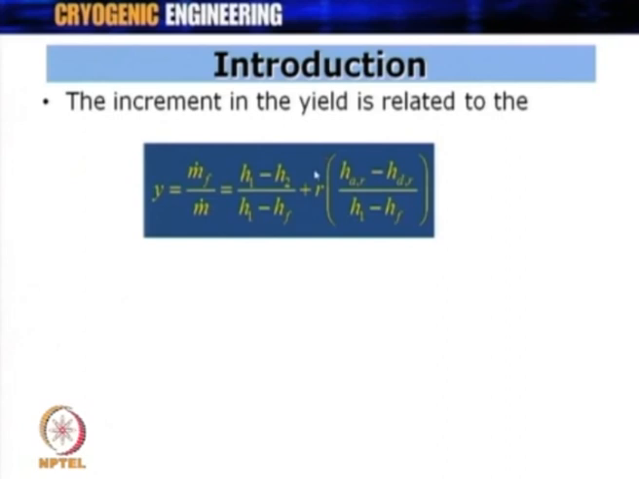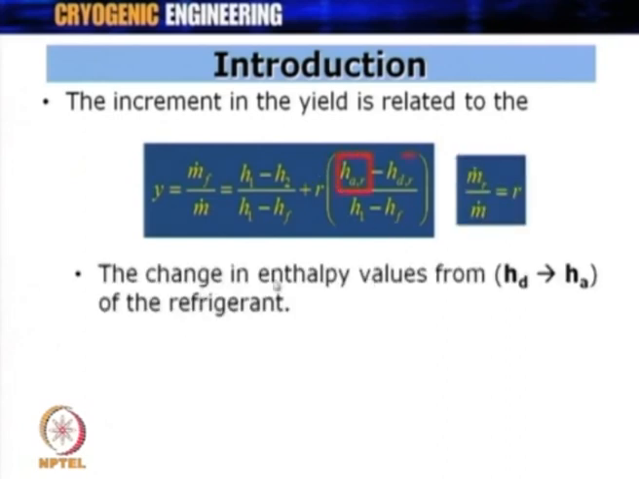The increment in the yield is related to this bracket we are talking about. What is it related to? The additional increment, the additional yield which comes because of pre-cooling, what you can see from this formula is basically dependent on HA and HD, or the difference between HA and HD, the change in enthalpy from the value HD to HA of the refrigerant.